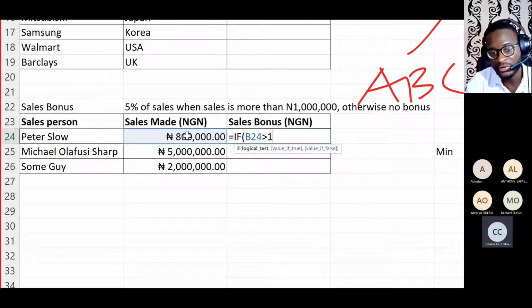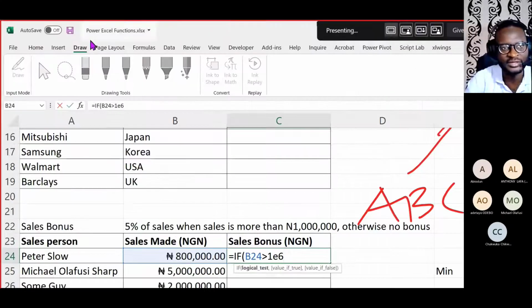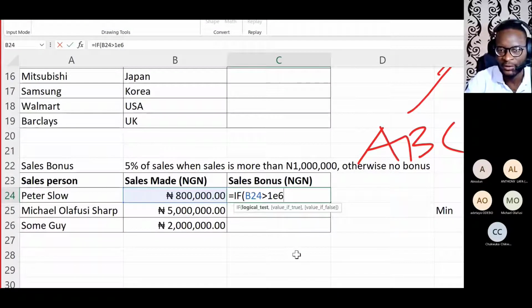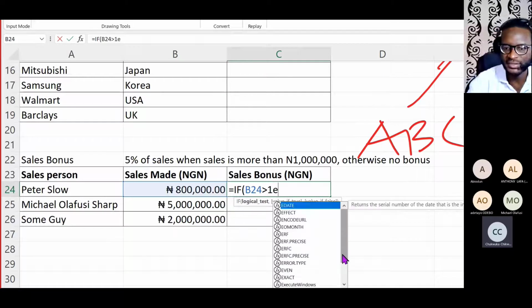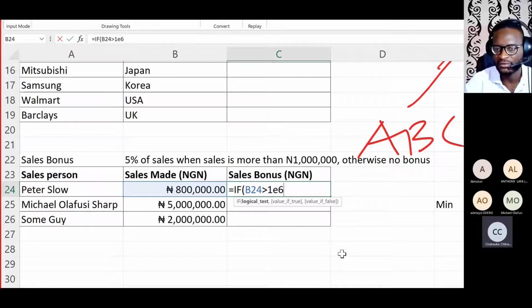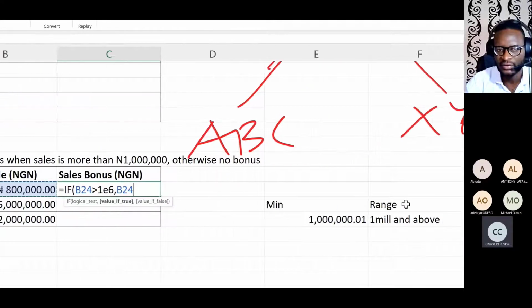I say, okay, you can do 1E6. You're using the scientific notation. Maybe I'll show you later. So 1E6 is the same thing as 1 million. This is the same thing as 1 and 6 zeros. 1, 2, 3, 4, 5, 6. But if you don't want to count and make errors or limit your errors, you can just say 1 and 6 zeros.